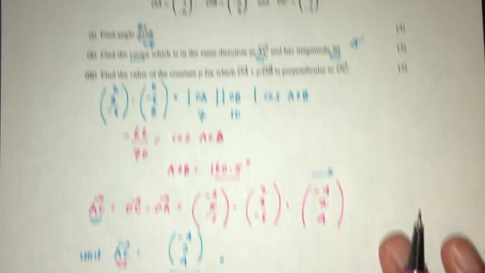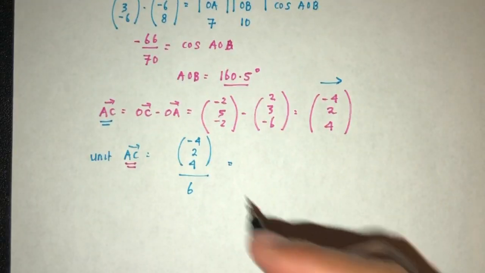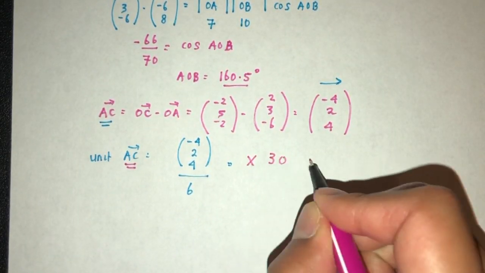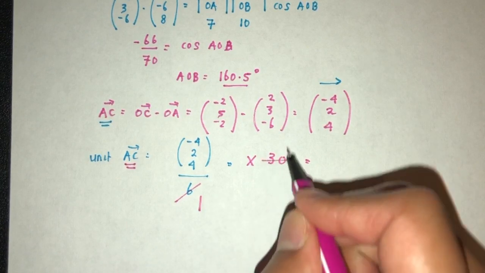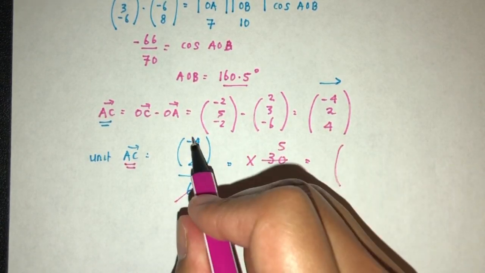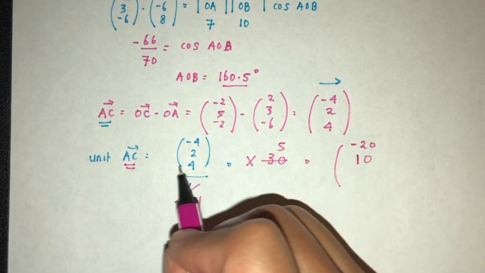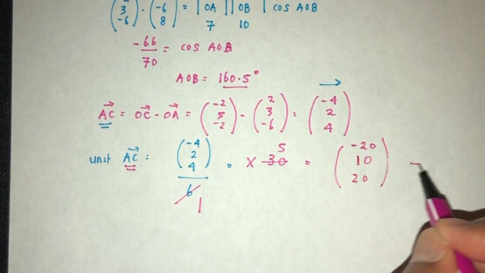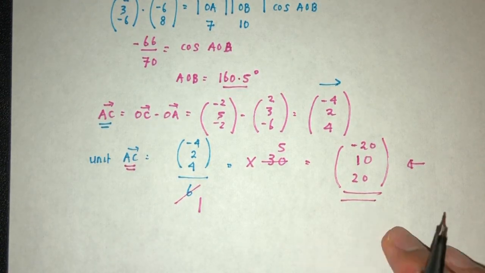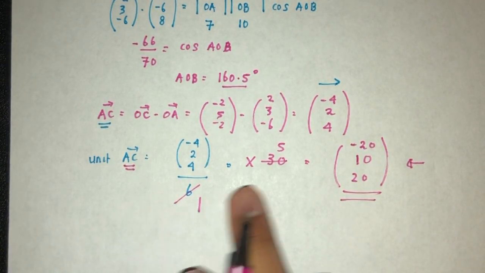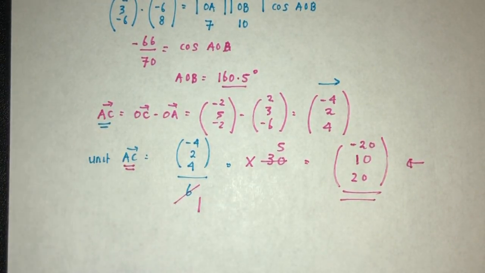Now, given the magnitude is 30, I have to multiply this by 30 to find the vector. So simplify, that should be 1, 5, that will be -4 times 5 will be -20. That should be 10, and that should be 20. Okay, this is your answer for part 2, which is the vector in the same direction as AC but magnitude of 30. That is part 2.